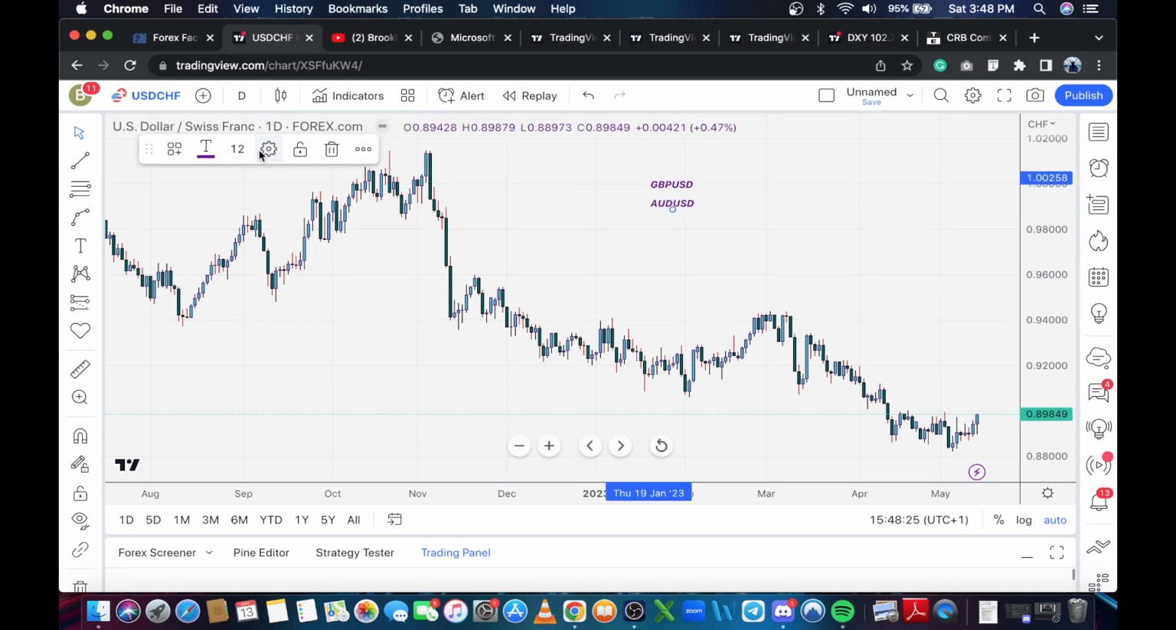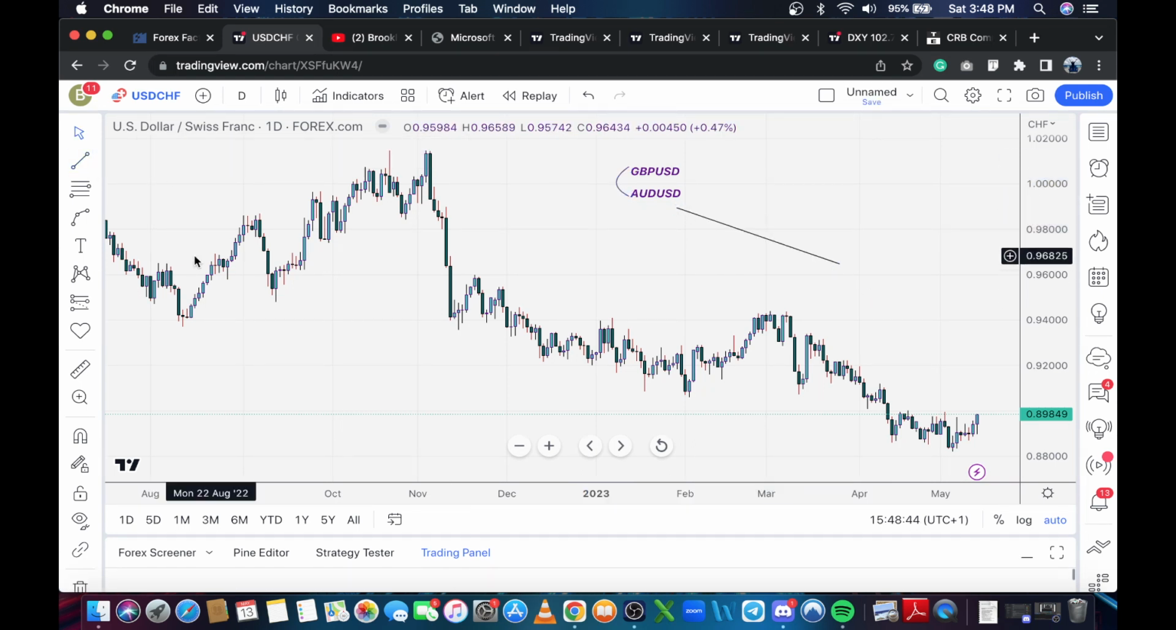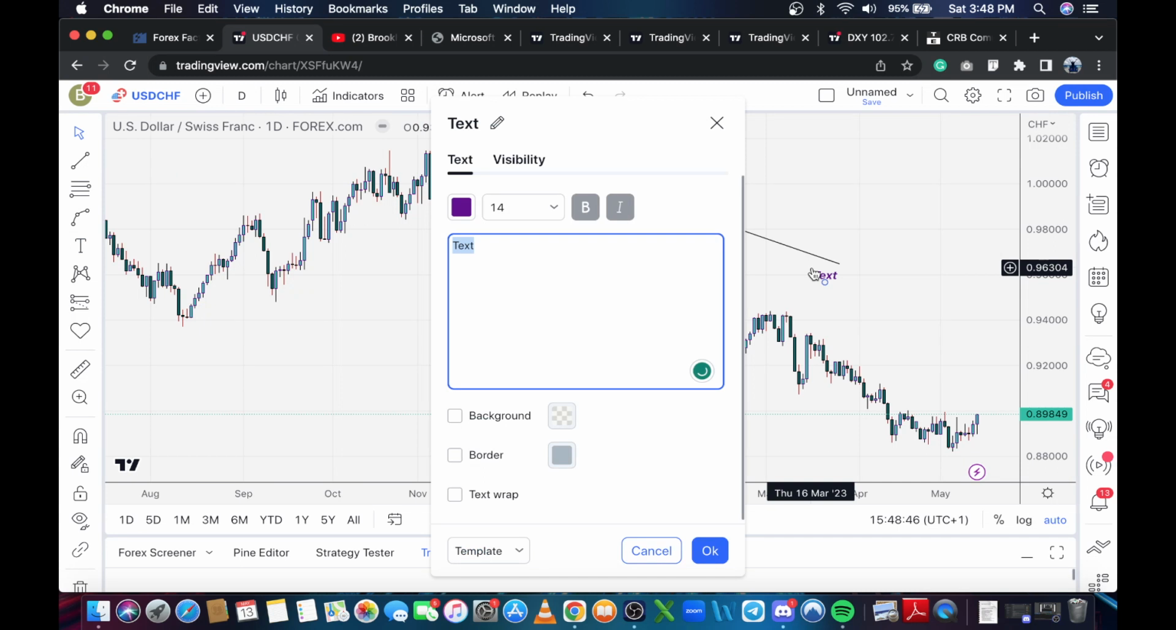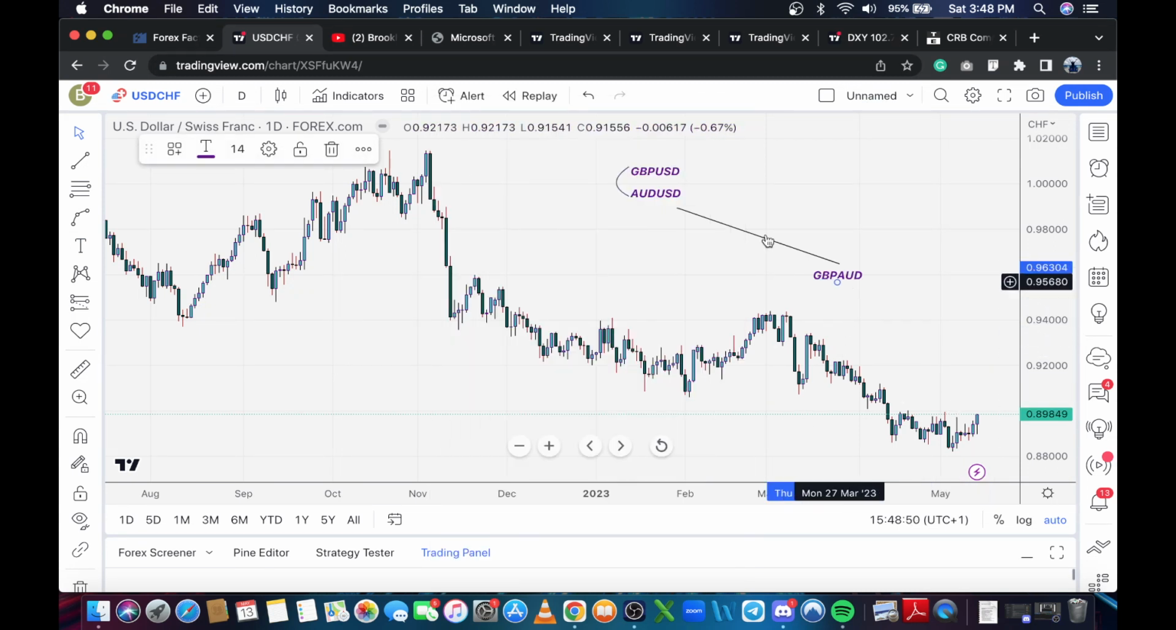And these are the two major pairs, which is cable, GBP US dollar, and Aussie, Australian dollar, United States dollar. And the derivative of both of them would be GBP Aussie as a minor, and this is how you get your cross pairs, okay? So minors are usually derivatives of major pairs or major currencies, and this is how you get your cross pair.